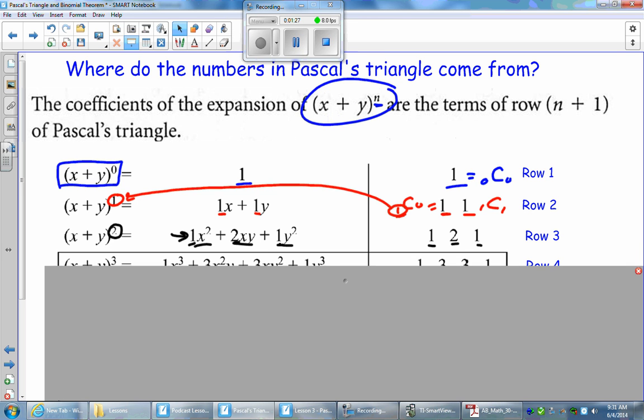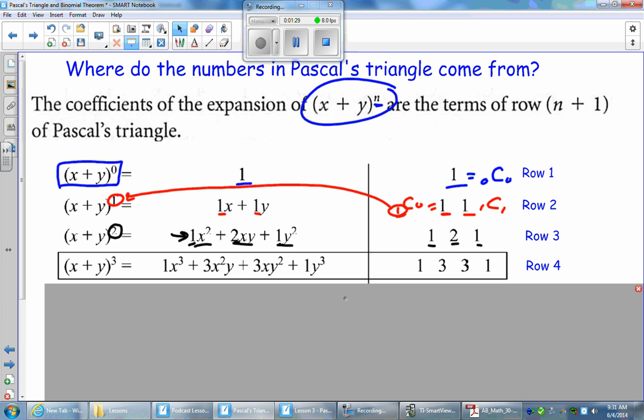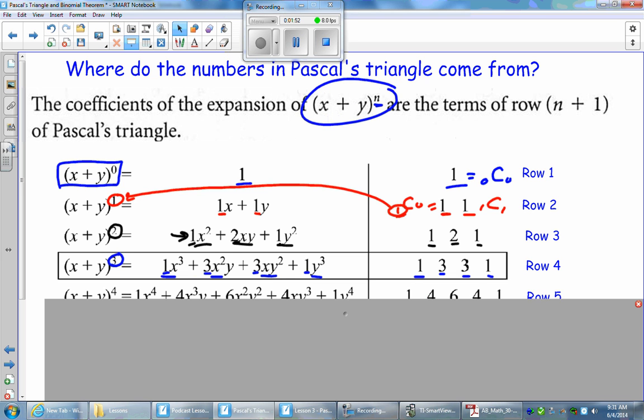Let's keep looking here. Let's look at row 4, which is an expansion of 3. When you expand with an exponent of 3, you get 1, 2, 3, 4 different terms. The coefficients will be 1, 3, 3, and 1, which definitely corresponds to row 4 here. And that, once again, is also a combination where n is equal to 3.